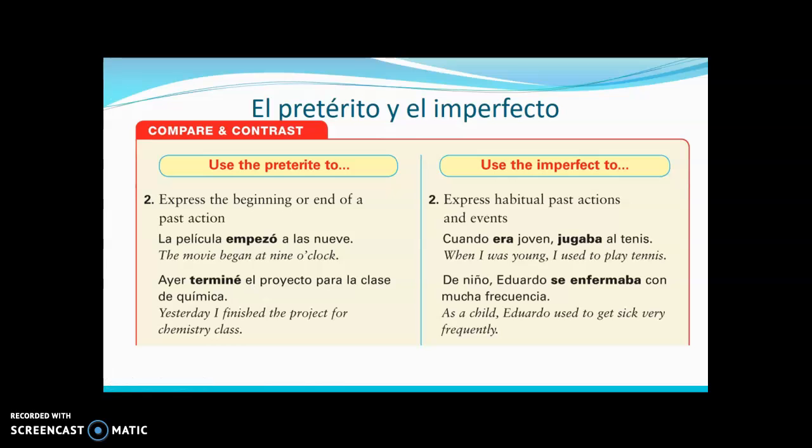Okay. When we want to express the beginning of or the end of an action, we're going to use the preterite. And that's why verbs like empezar and terminar, or comenzar as well, are more often than not used in the preterite. Okay. La película empezó a las 9. Ayer terminé el proyecto para la clase de química. The imperfect, as we've talked about, is habitual actions, or past events. Okay. Cuando era joven, jugaba al tenis. De niño, Eduardo se enfermaba con mucha frecuencia.